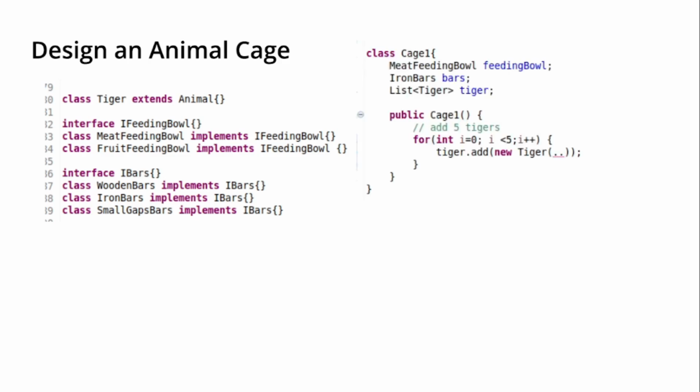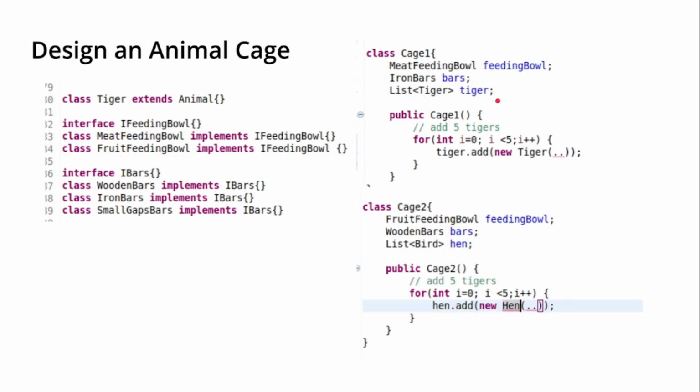Okay, so if you want to define some cages, how can you do it? One way is we have created a class cage1, and we have added meat feeding bowl with iron bars, and we have added tigers here. Another, let's say we want to create it for hen, so I've added fruit feeding bowl, wooden bars, and hen. So these are the two cages, and they seem okay, and there is no such issue in this code. But again, with respect to SOLID principles, there is one issue.